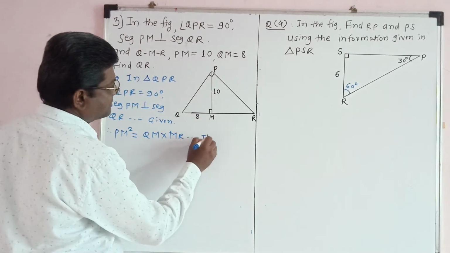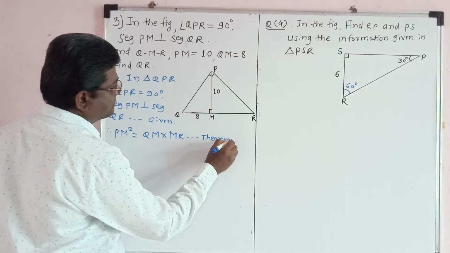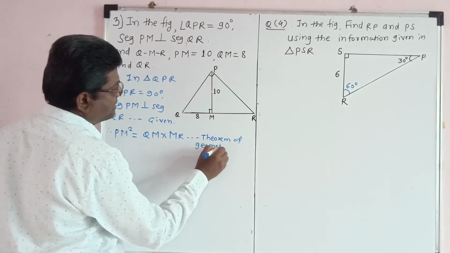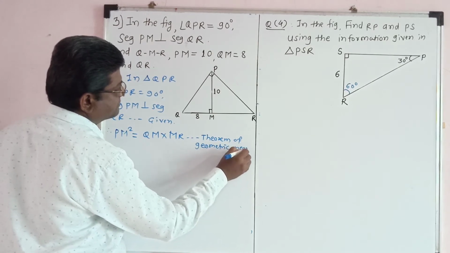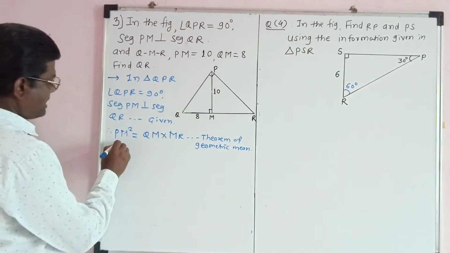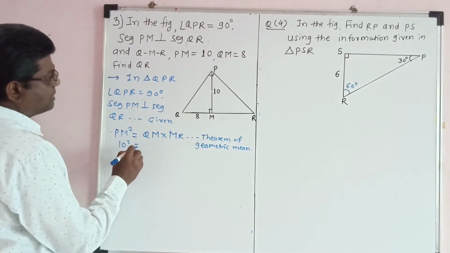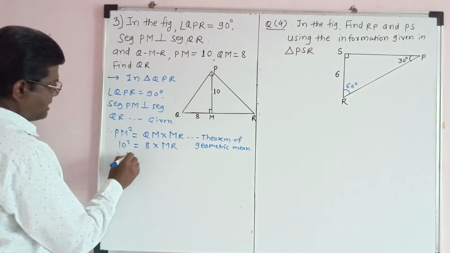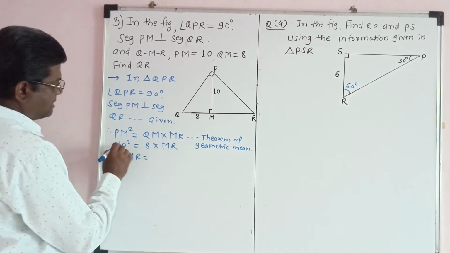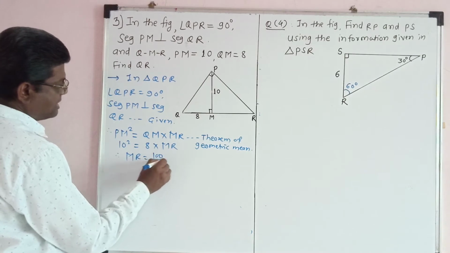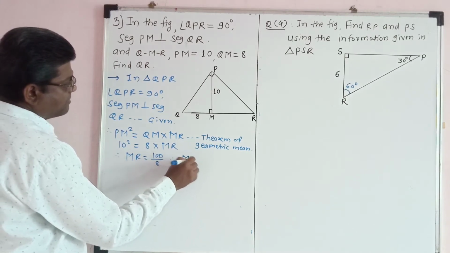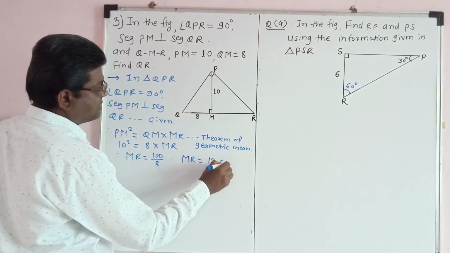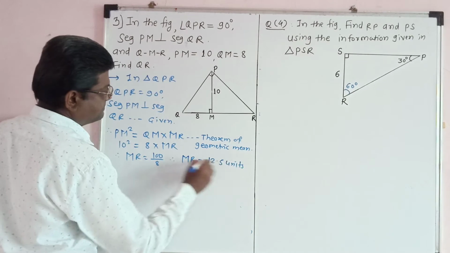Reason is the theorem of geometric mean. Therefore 10 square is equal to 8 into MR. Therefore MR is equal to 100 upon 8, since 10 square is 100. Therefore MR is equal to 12.5 units.